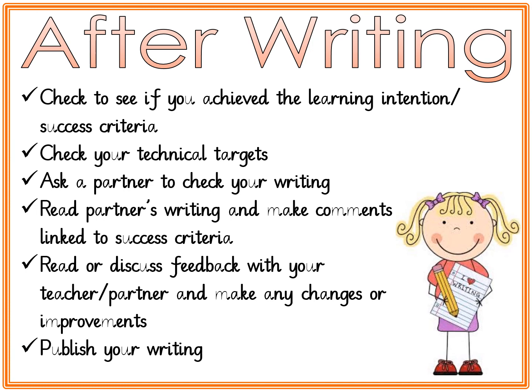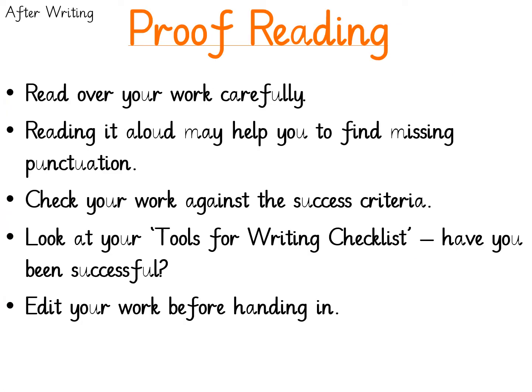So after you've finished, check to see if you've achieved, check your technical targets, and so on. You can read through this, tick them off as you go to make sure that you have got everything that you need for your perfect piece of writing. You can go over and proofread. That means that you check for mistakes, you're looking specifically for mistakes, and you edit them. That means that you make them right. So that's what it says at the bottom. Edit your work before handing it in. Don't pass off your proofreading to your mum or your dad, okay? You try and do it yourself.